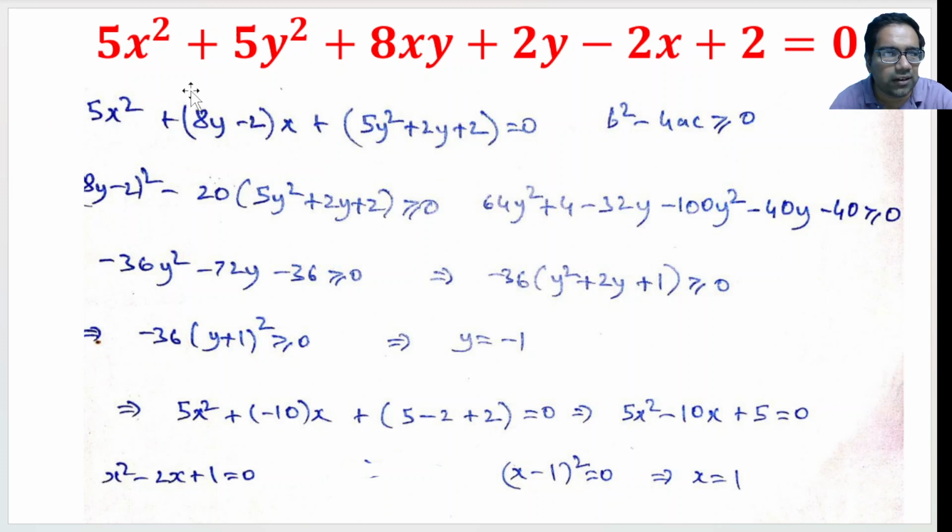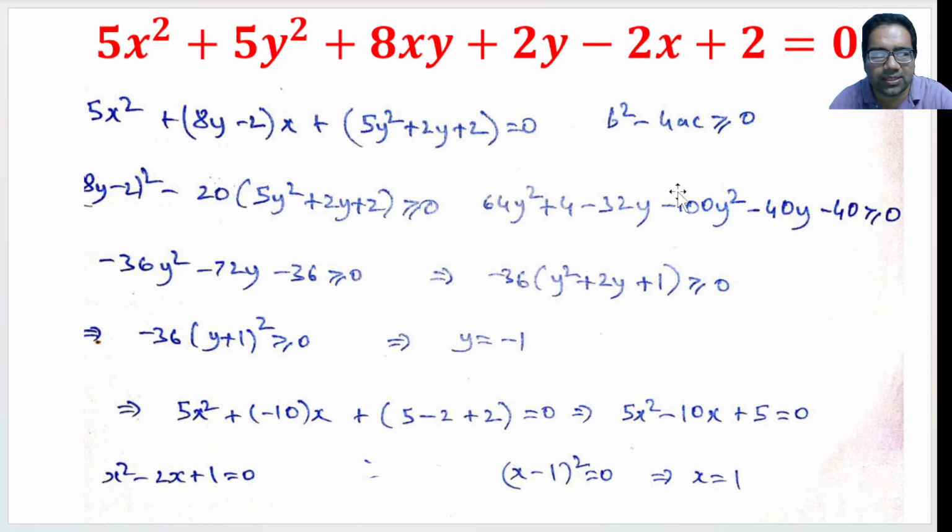Now, for this equation to have real solutions, we need b² − 4ac to be greater than or equal to 0. So (8y − 2)² − 4 times 5 times this expression, that is 20 times (5y² + 2y + 2), should be greater than or equal to 0. This becomes 64y² + 4 − 32y − 100y² − 40y − 40, which should be greater than or equal to 0.